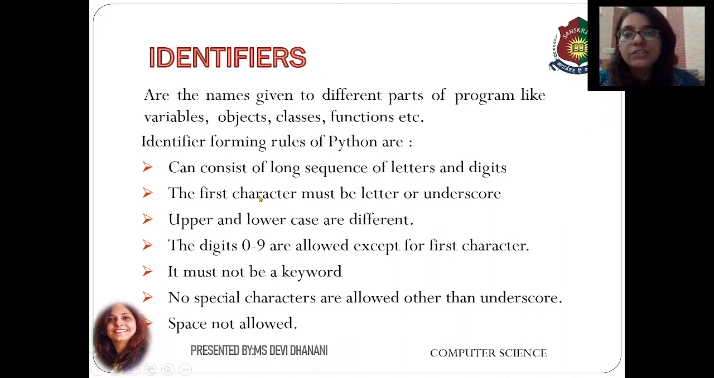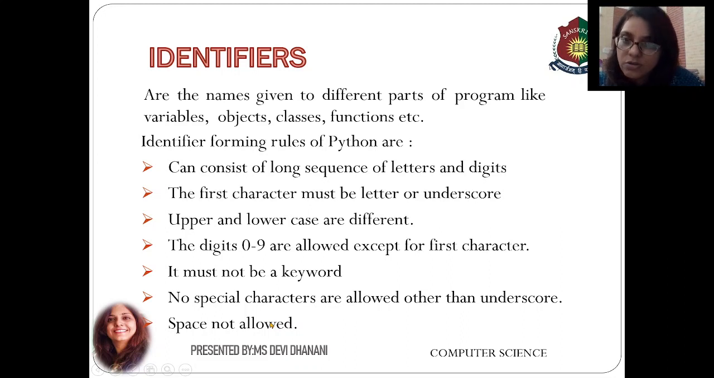that, first of all, any identifier can consist of a long sequence of letters and digits. The first character of any identifier must be a letter or underscore, right? The digits 0 to 9 are allowed except for the first character. The first character cannot be a digit. Upper and lower case are different in Python. That means Python is case sensitive. You cannot use a keyword as an identifier in Python. No special characters are allowed other than underscore, and space is also not allowed.